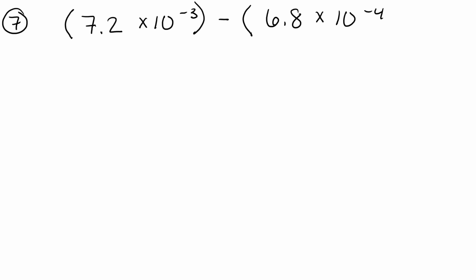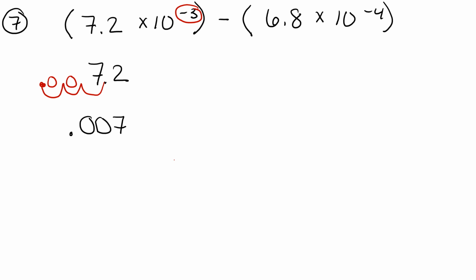For number 7, we're going to have 7.2 times 10 to the negative 3rd minus 6.8 times 10 to the negative 4th. We're going to start by writing the 7.2 in standard form by moving the decimal 3 times. We move the decimal 3 times towards the front because it's a negative exponent. Negative exponents have the zeros in the front. And then we write the answer more clearly, 0.0072.